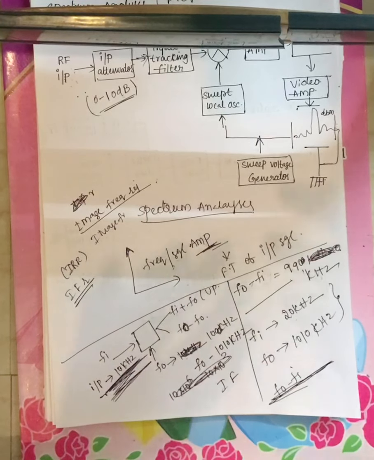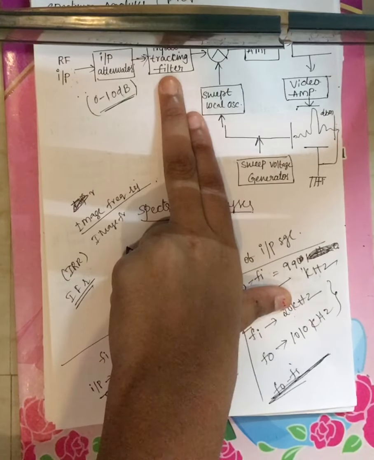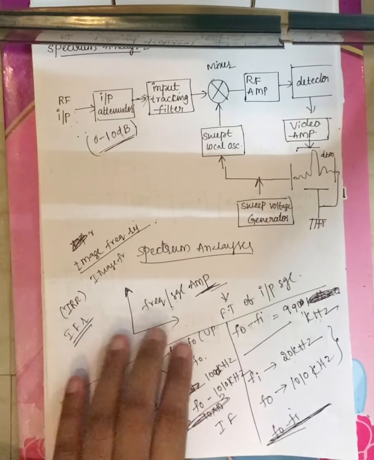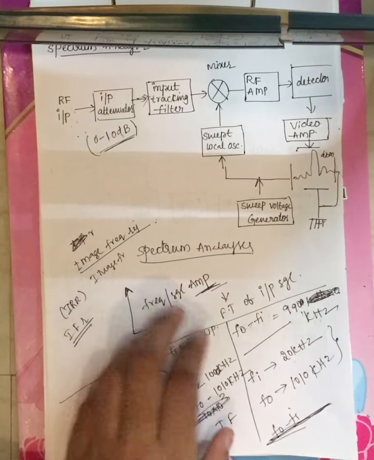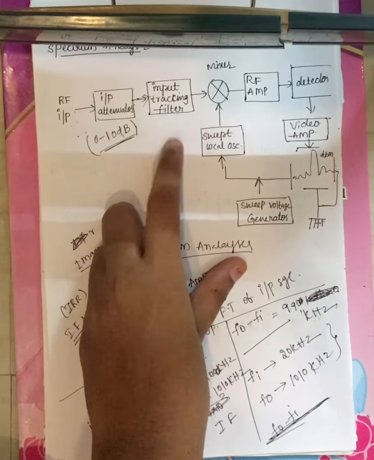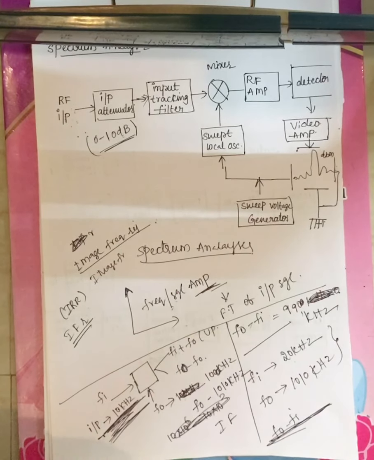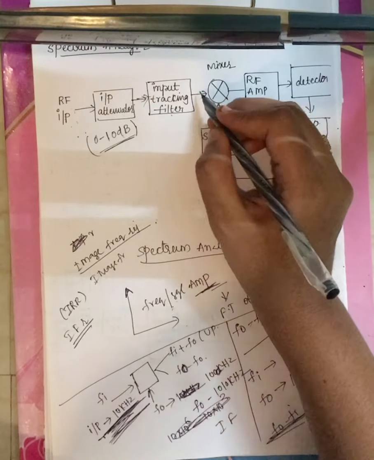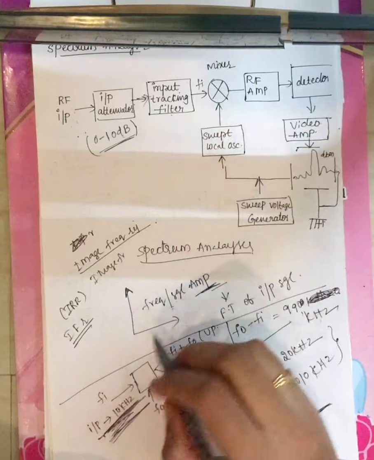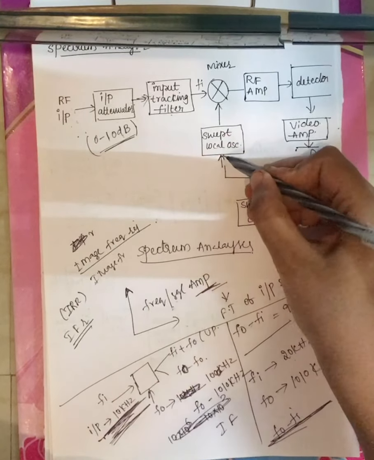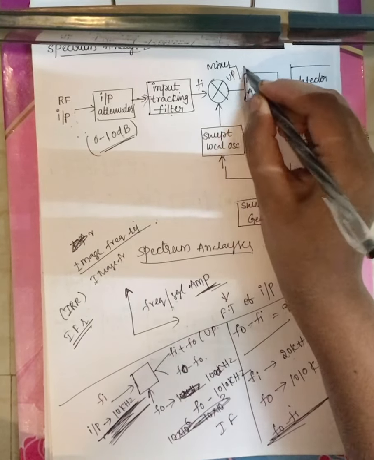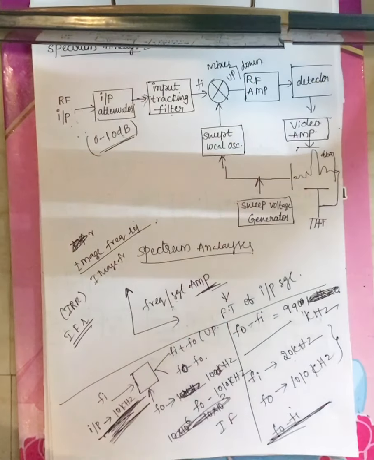That image of the intermediate frequency can be reduced by using an input tracking filter. This is used for image frequency rejection, or IFR for short. After the rejection, the input contains some frequency, and that is given to the mixer, along with the signal generated by the local oscillator. Now what is the output of the mixer? Either up conversion or down conversion.